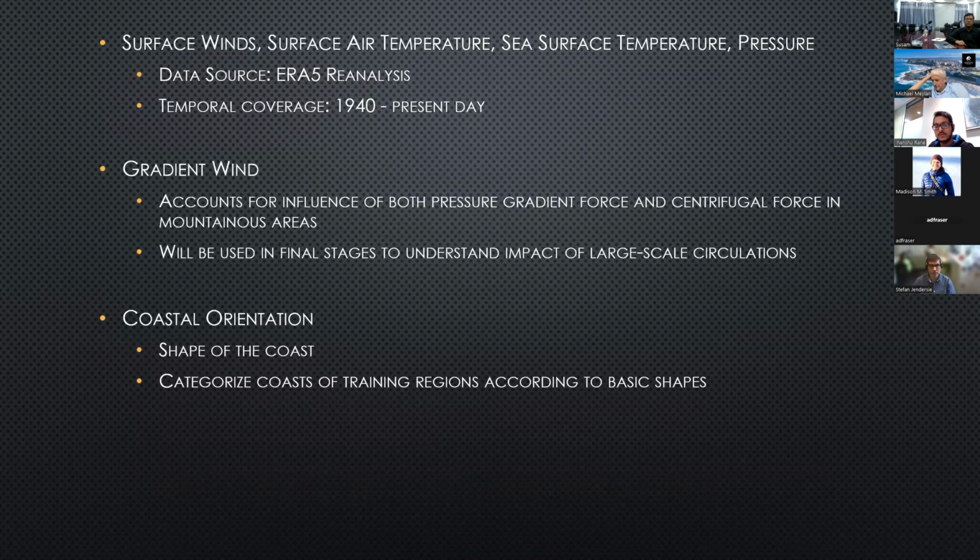Next is the coastal orientation. It is required to understand how the shape of the coast impacts the growth of polynya. So we are still finalizing on how we will quantify it. Right now, we are planning to categorize the coast of the training regions according to just basic shapes and determine their orientation from it. I would be happy to hear if anyone has any thoughts on it or has already worked on it.